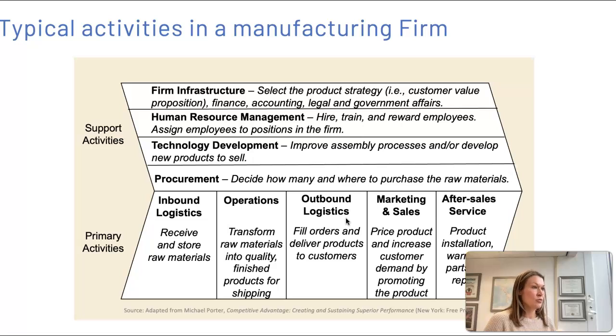This might not perfectly align with the simulation, so you'll need to use a little bit of your own judgment here too. But you can look at support activities, for example, under the human resource management bucket: hire, train, and reward employees, assign employees to positions in the firm. That's not unique to manufacturers. But under primary activities, inbound logistics, receive and store raw materials, and operations, transform raw materials into quality finished products, that is unique to a manufacturer.